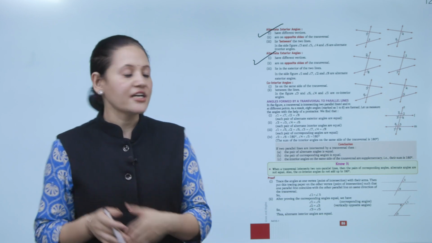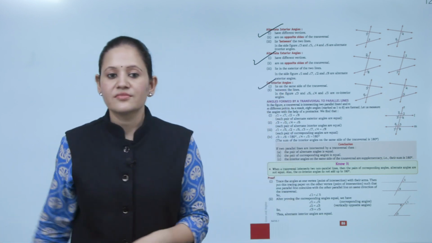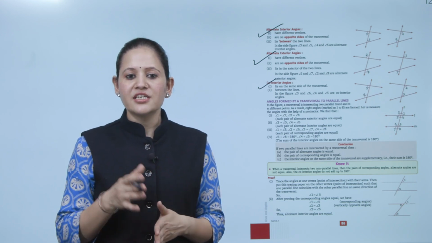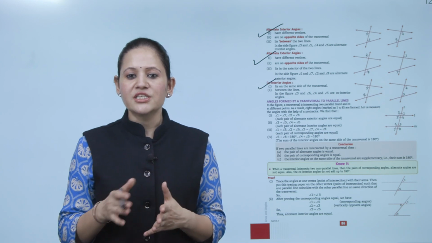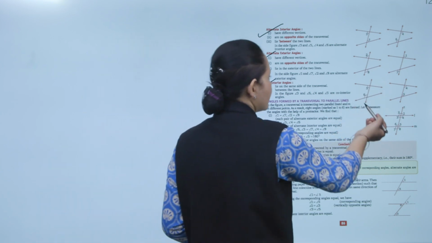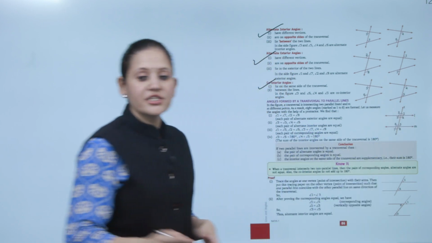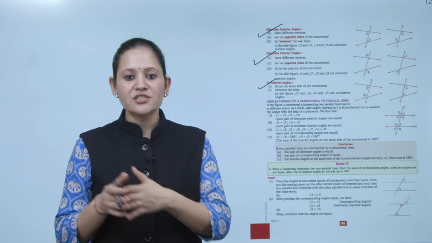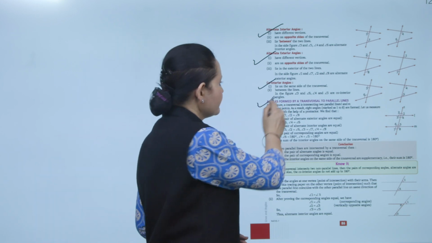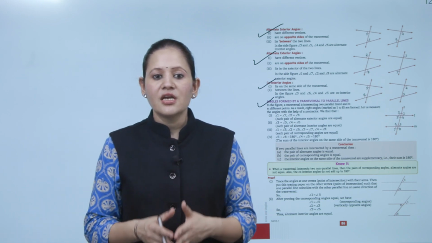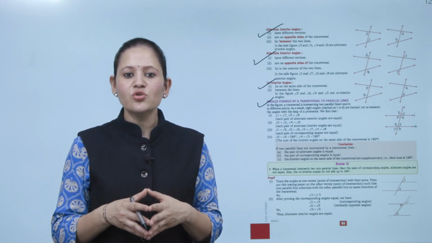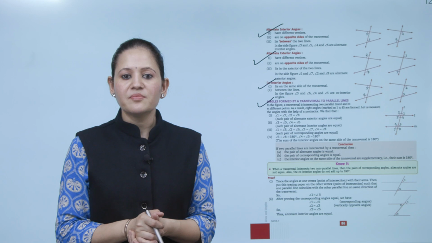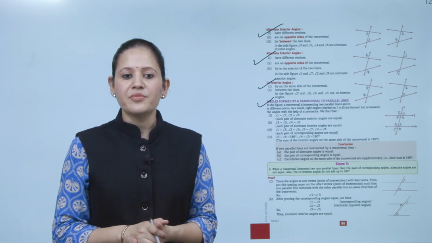Next is co-interior angles. They lie on the same side of the transversal between the lines. In the given figure, 3 and 6, 4 and 5 are co-interior angles. So 3 and 6 and 4 and 5, they are co-interior angles. Clear? Next is angles formed by a transversal with parallel lines. In the figure, the transversal intersects two parallel lines L and M at different points. As a result, 8 angles marked from 1 to 8 are formed.